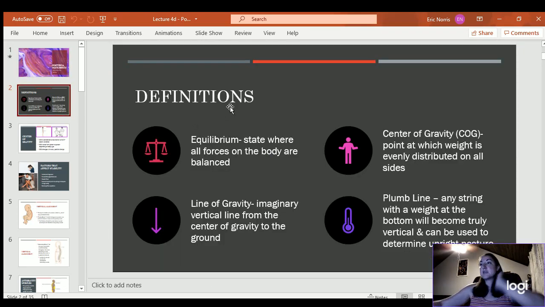All right, so a few definitions. Equilibrium is the state where all forces on the body are balanced. The line of gravity is an imaginary vertical line from the center of gravity to the ground. The center of gravity is the point at which your weight is evenly distributed on all sides. And then a plumb line is just any string with a weight on the end that will become truly vertical, and you can use that to determine upright posture and to compare for your postural deviations.